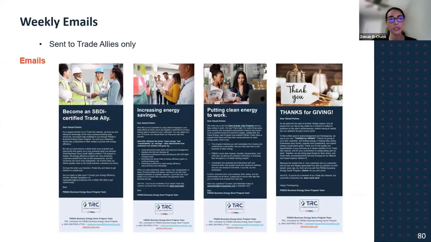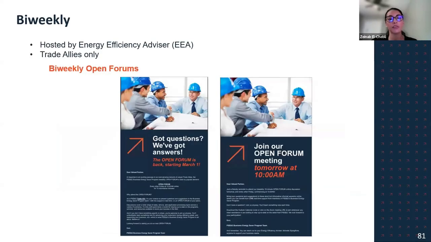This is a structure for the weekly emails. These are just some reminders, some of the things to keep in mind when coordinating or consulting with your customers. There are some quick tips in here as well. So just make sure that you're looking at your weekly emails as well as your bi-weekly emails. Your bi-weekly emails are reminders to join open forums, to join meetings, letting you know things are coming up. Again, if you do not have access or you are missing these announcements, let us know with your energy efficiency advisor and we will connect you to our marketing team to make sure that you have them all accessible to you and your teammates. We wouldn't want you to miss anything.